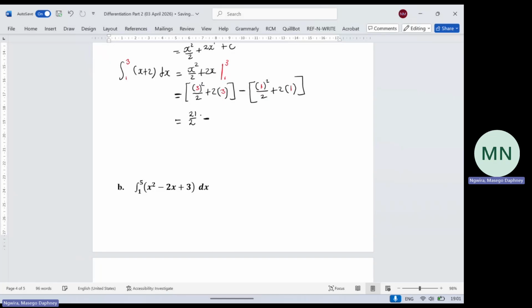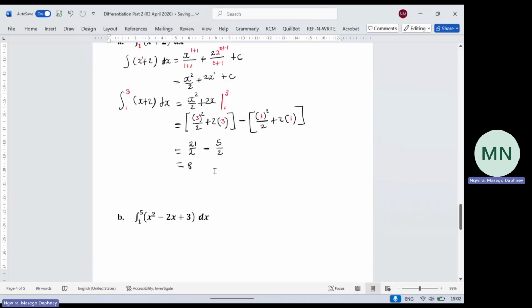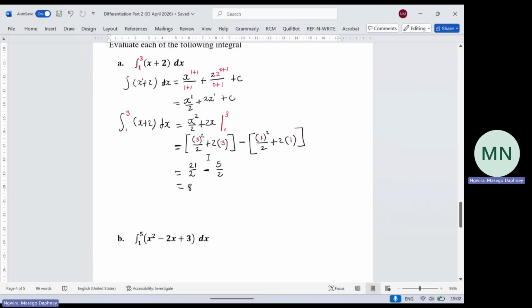Then minus this one, put 1 there, and that will be 5 over 2. And then when you subtract, my answer is going to be 8. So that's your final answer. That's the value. When they say evaluate, it means we're going to have the answer at the end. So this is how we go about it.